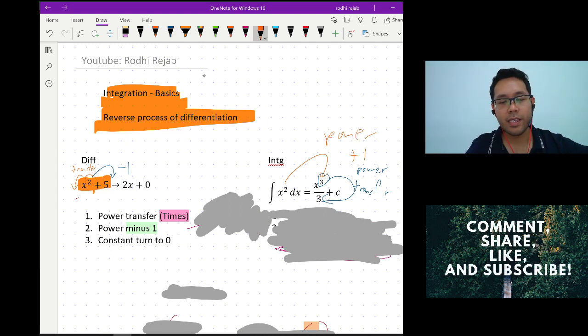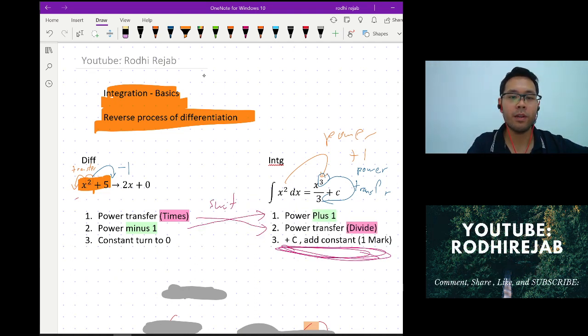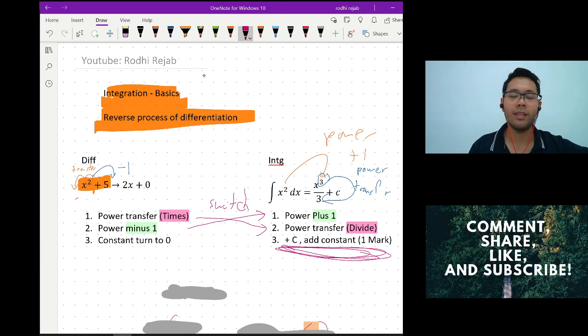So the process is similar but quite the other way around. Firstly, you plus the power first, and then only you transfer the power. So I want you to memorize this way. You need to remember this basic, because as we progress, things are getting more and more complicated and you might get things mixed up. All right, so remember, firstly you plus the power, then only you transfer.